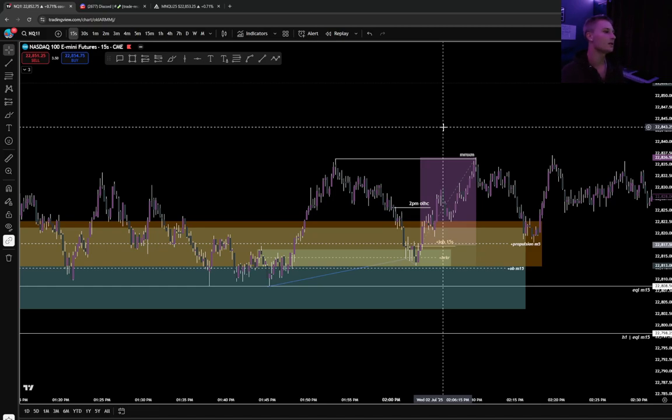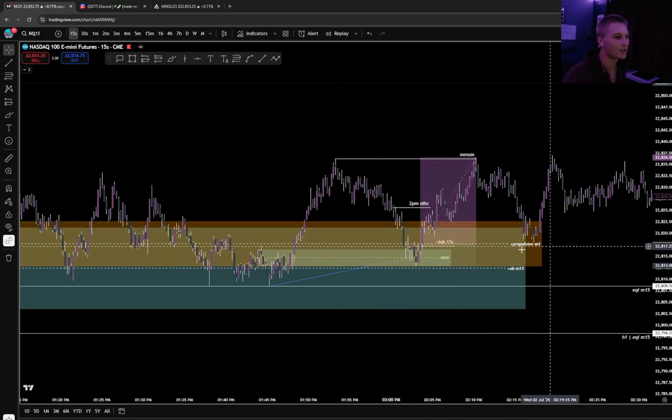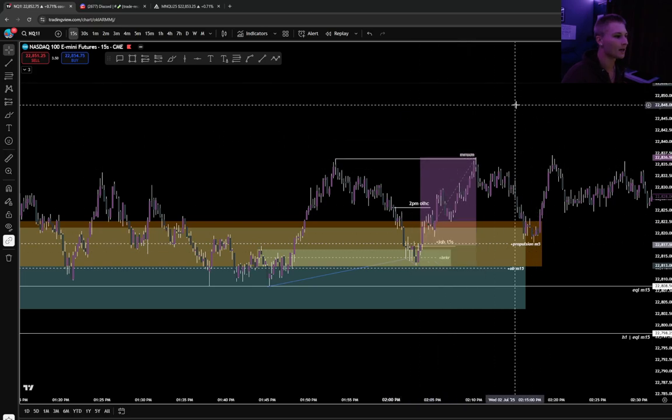Pretty simple trade, not much else to talk about. I mean, just aligned myself nicely with the 4-hour candle, got in at the SMT. We had a PDRA rejection, the 15-minute OB, and just rode price back up. But yeah, that's pretty much it.